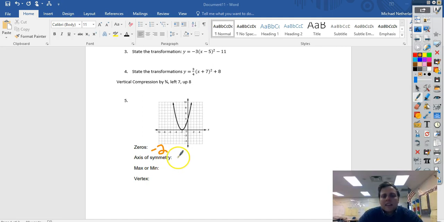Axis symmetry, remember, axis symmetry is always x equals the x value of the vertex. So x equals, here's your vertex, what's the x value right there? Negative 2, so x equals negative 2. Is it a max or min? It's a minimum. And what is the y value of the vertex? That's what it's asking. So 0. And then what actually is the vertex? Well, don't forget your parentheses to indicate it's a point, but it's negative 2, 0.